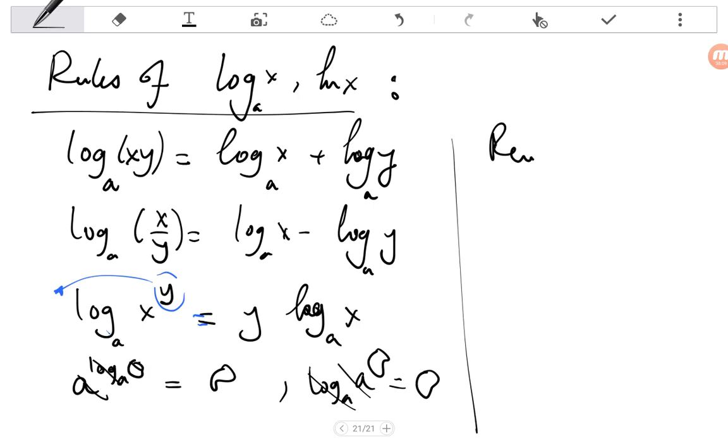And you must remember that log base e of x plus or minus y has no simplification.